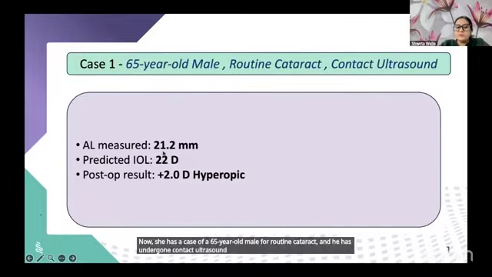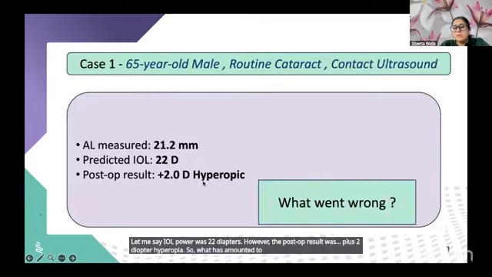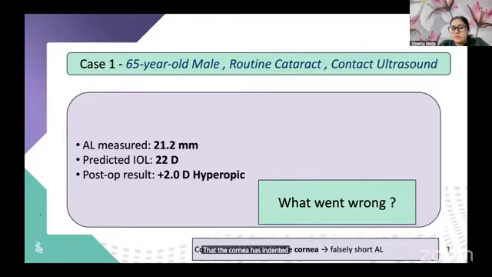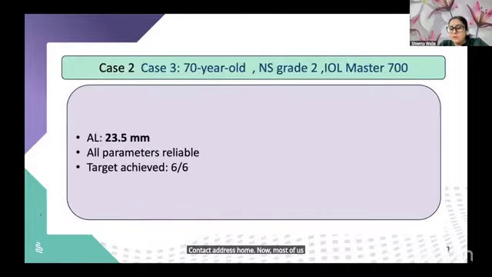Now see here's a case of a 65-year-old male for routine cataract, and he has undergone contact ultrasound. The axial measurement was 21.2. The IOL power was 22 diopter. However, the post-op result was plus 2 diopter hyperopia. So what has amounted to this? This is because the cornea has indented and has led to a falsely short axial length. So compression of the cornea should be avoided, and you should be very, very careful when you are doing contact ultrasound.